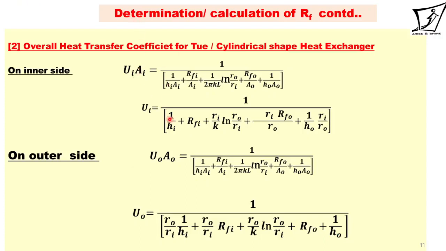So this way one can calculate overall heat transfer coefficient for tube or cylindrical shape heat exchanger based upon inside area or based upon outside area. Please remember, product of Ui into Ai will be equal to Uo into Ao, but Ai is not equal to Ao and Ui is not equal to Uo.